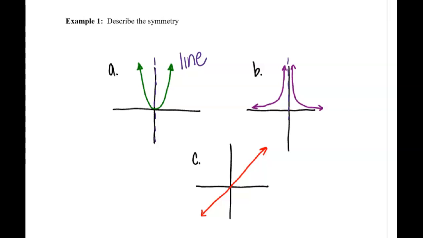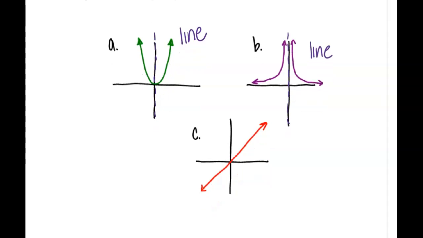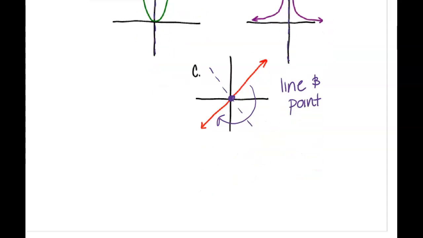B also has line symmetry because you could reflect over the y-axis. This line is kind of different because technically you could reflect over this line, so it has line symmetry. But you could also rotate 180 degrees. If you think about flipping the graph around, you would have the same graph again. So it actually has line and point symmetry.